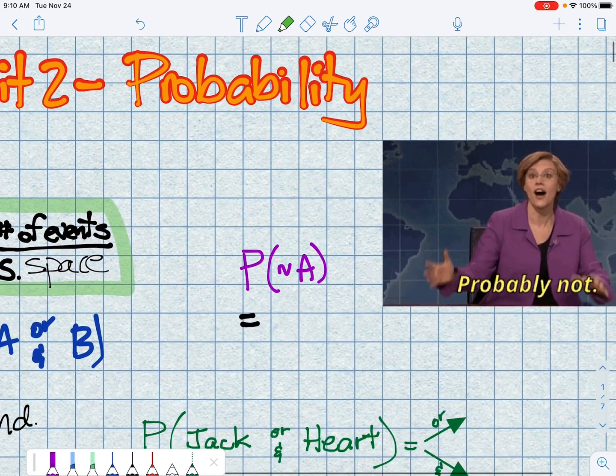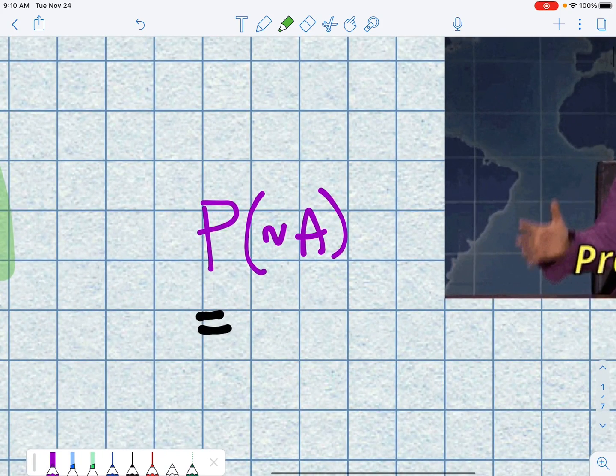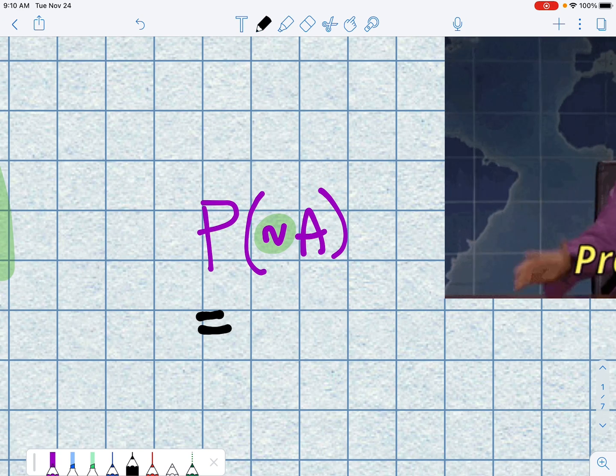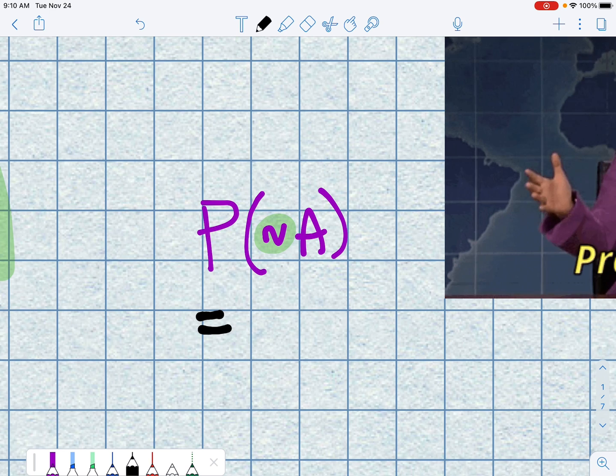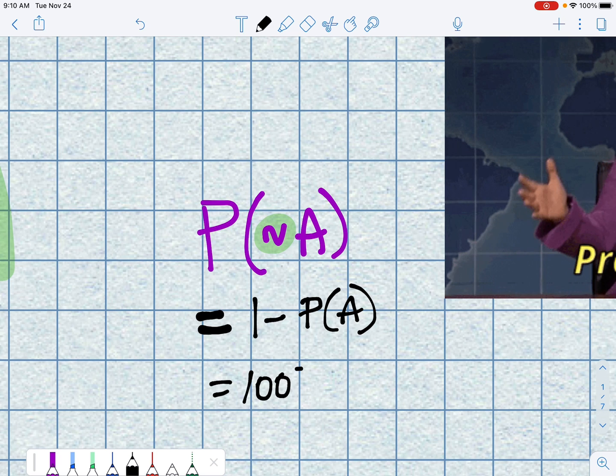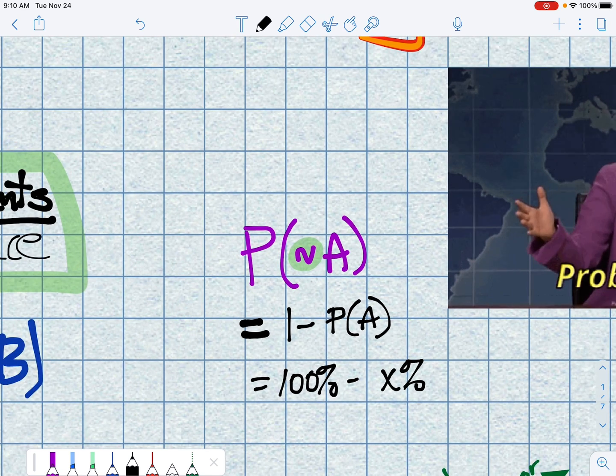A couple things, if you are looking at a little tilde symbol, that is the meaning of not. So this would be 1 minus the probability of A, okay? Which means 100% minus some other percentage, right? X%, whatever it is. So it's always what's left over. Again, that means not.